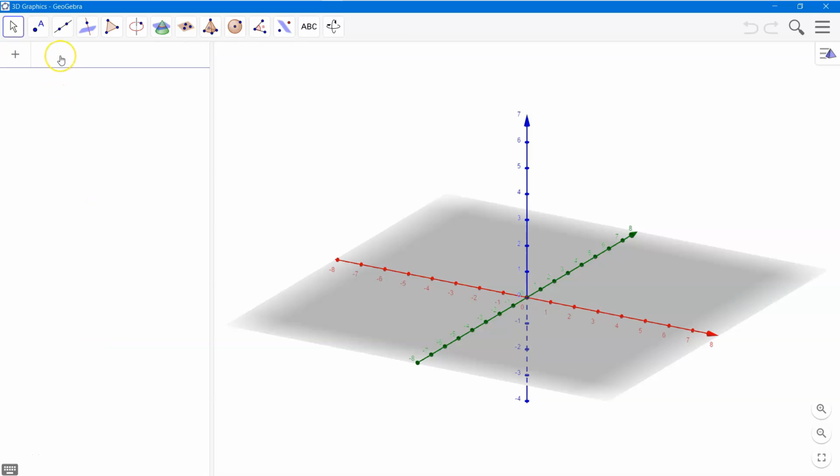Let's look at the shortest distance between skew lines. So first, let's see what skew lines are. Now to understand that, let's draw two lines.